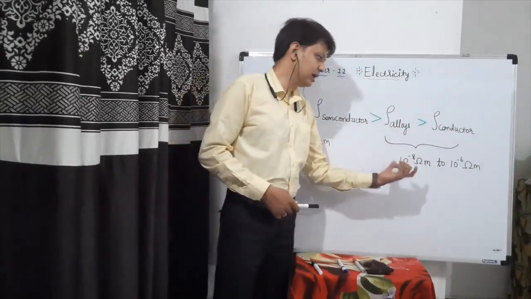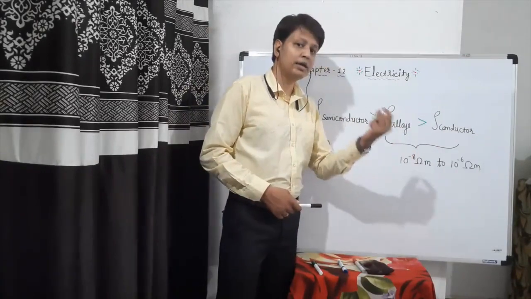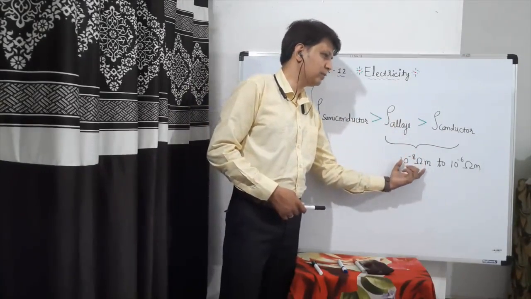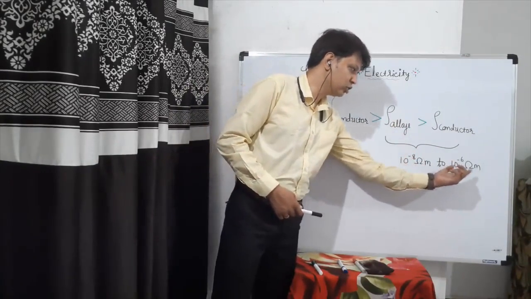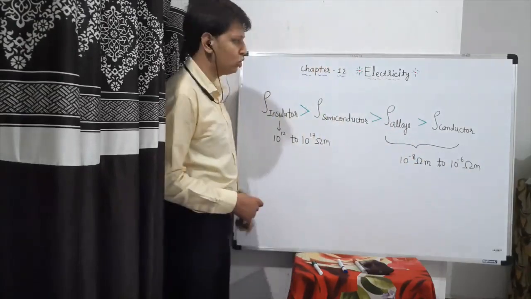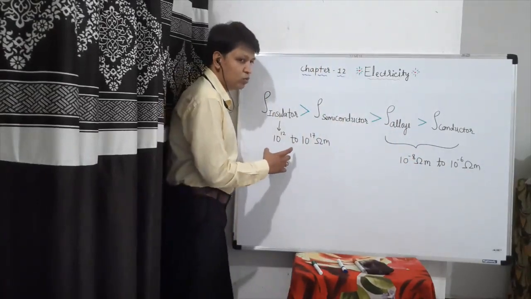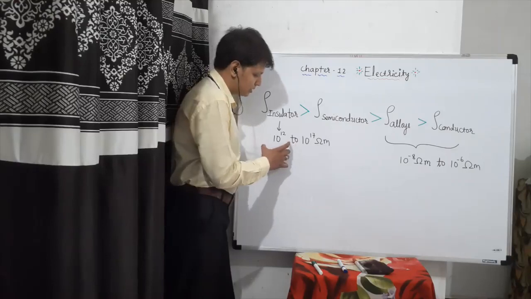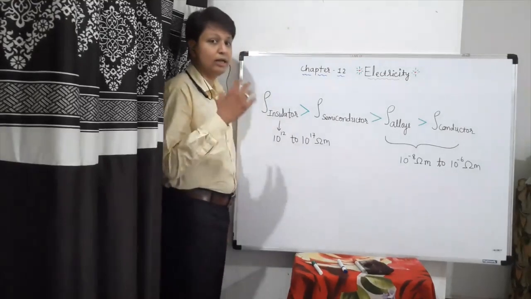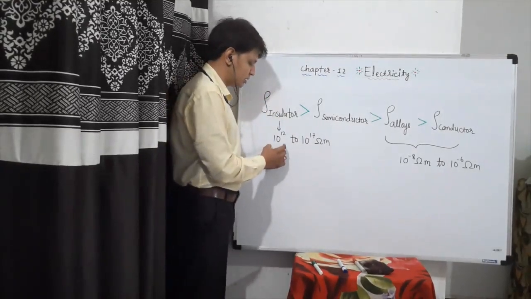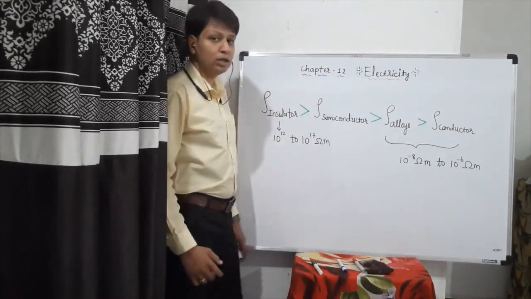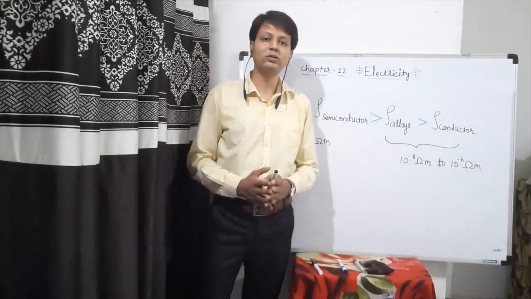But combinedly, they are having resistivity in the range of 10 to the power minus 8 to 10 to the power minus 6 ohm into meter. And it is insulators which are having more resistivity, that is 10 to the power 12 to 10 to the power 17 ohm into meter.